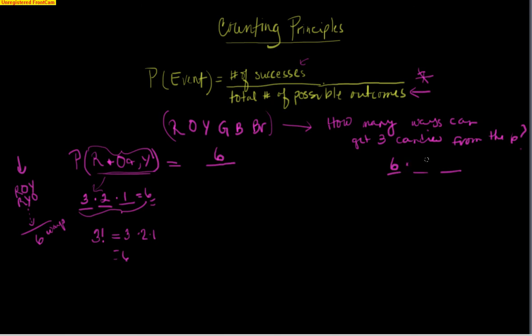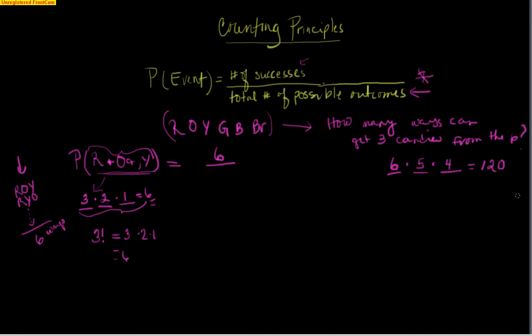After we've chosen 1, there's only 5 candies remaining. We have 5 choices left. And after that, we're only going to choose 1 more candy, but there's still 4 candies in the cup, so we have 4 candies there. All right? And if you do that on your calculator, you're going to discover that that is 120.